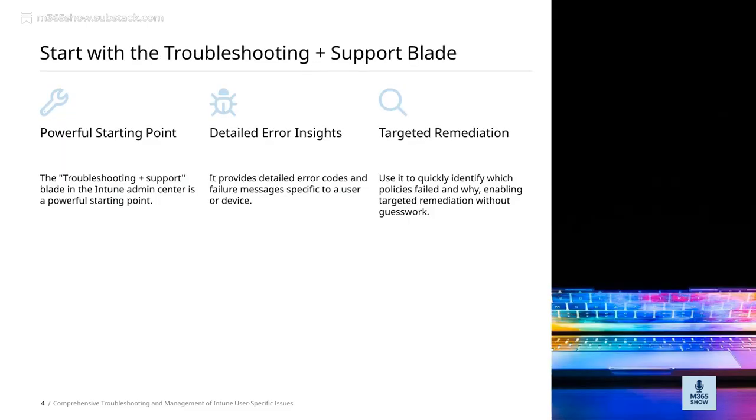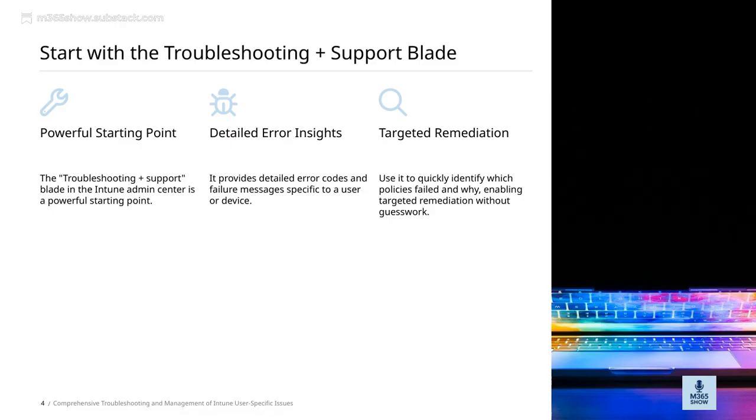Let's take a closer look at the Troubleshooting and Support blade in Intune. This is a powerful starting point when you're trying to resolve user-specific issues. It offers comprehensive troubleshooting and management tools that help you identify problems quickly. For example, if a policy isn't applying correctly, you can use this blade to see exactly which policies failed and understand the reasons behind those failures. This enables targeted remediation, meaning you can focus your efforts precisely where they're needed, without guesswork.